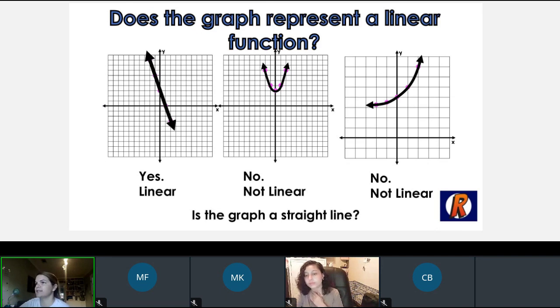So let's take a look at this. Does the graph represent a linear function? Okay, let's look at the first one. It's a straight line. Yep, that's got to be linear. Okay. This next one, it has a curve in it, so it's not linear. This next one kind of curves and goes up, not linear. So basically, you're asking yourself, is the graph a straight line?